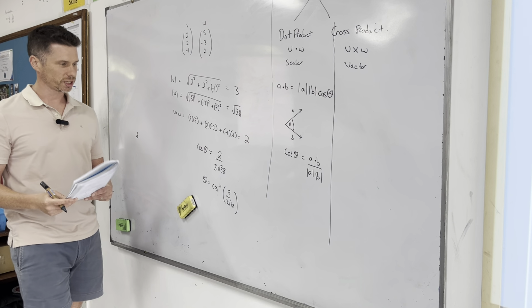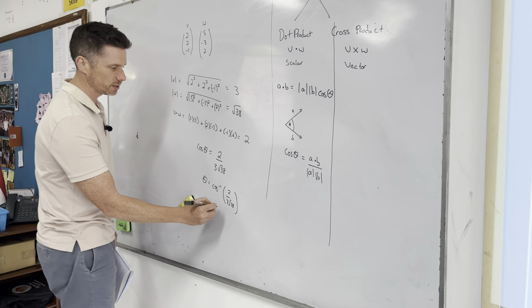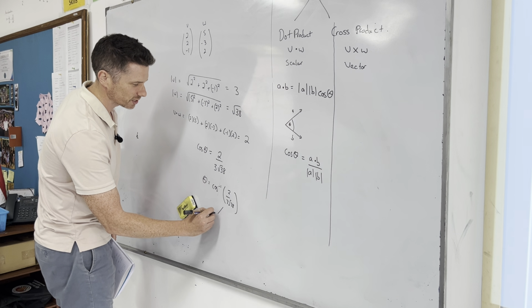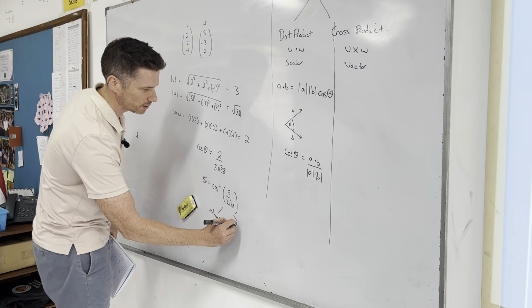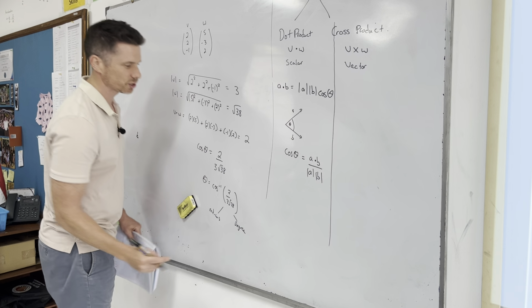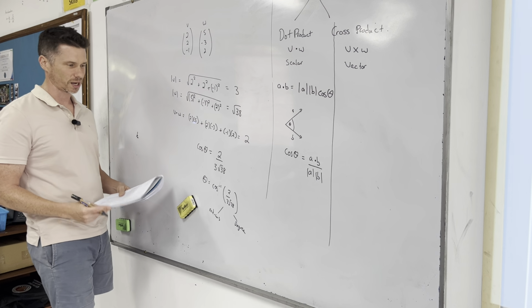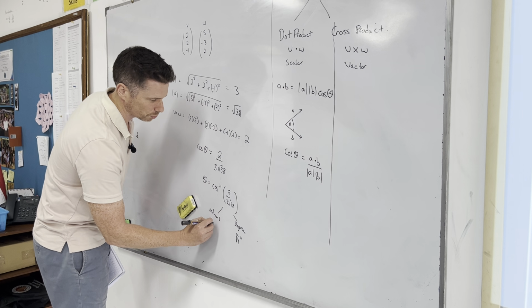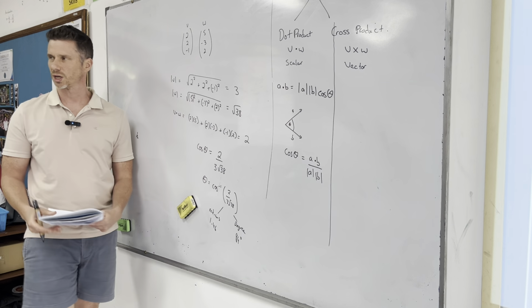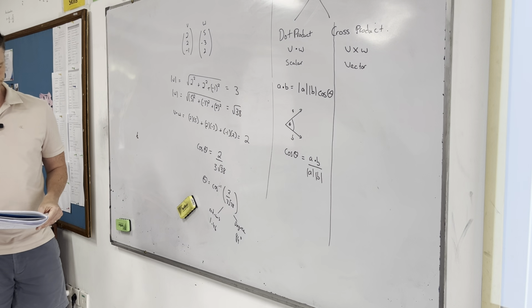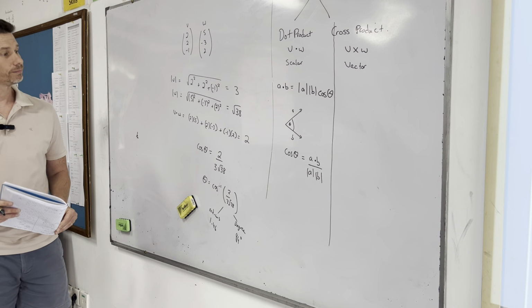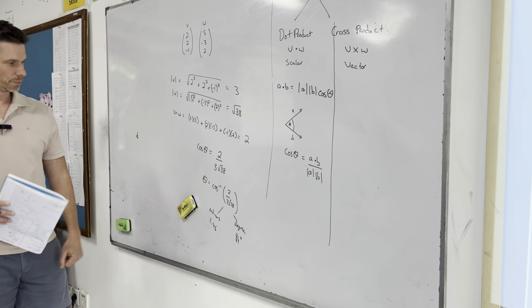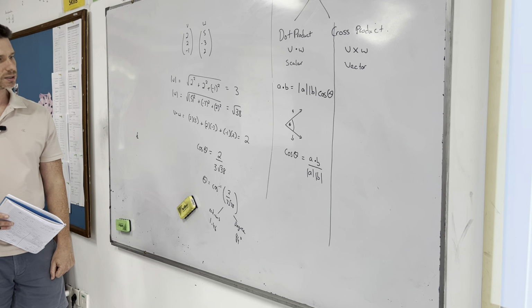You should get around, if your calculator is set to radians versus degrees, you'll get two different representations of the same angle. It's around 84, I think. 84 degrees or 1.46 radians if you do cosine inverse that. 1.46 radians. Fantastic. 1.46 radians, so almost 90 degrees.